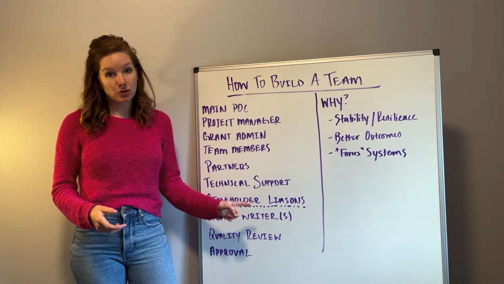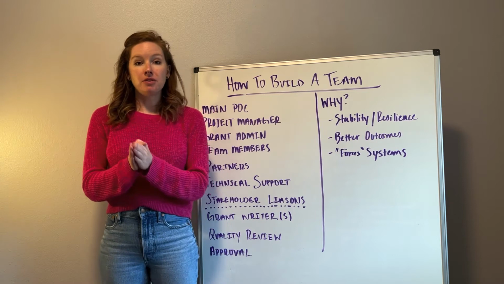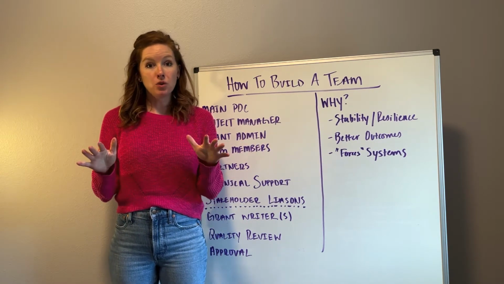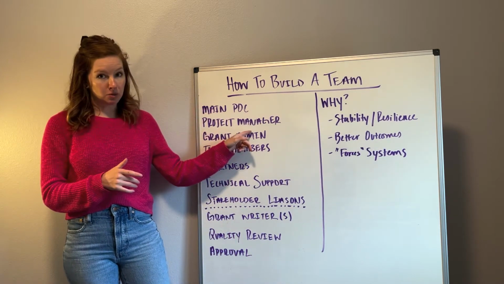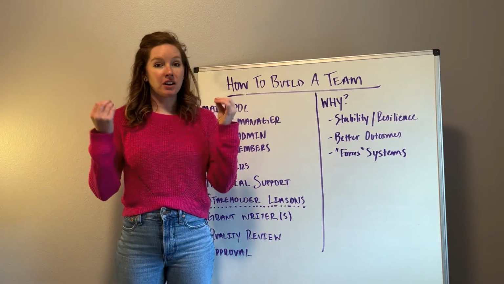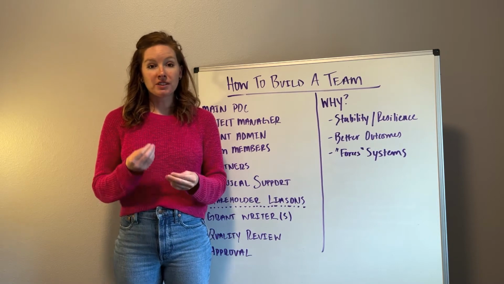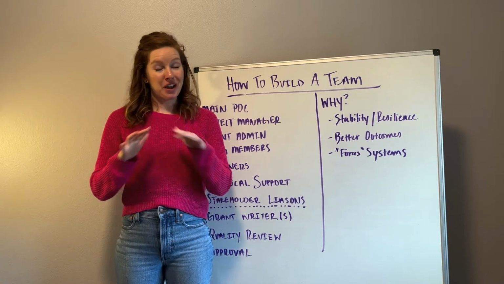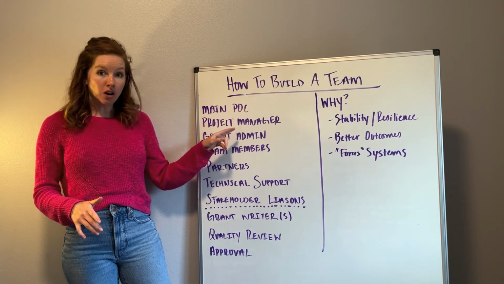So let's talk about major roles. Number one, main point of contact. This is the person that the funder coordinates with, and who that is depends. It can be a number of different people. Often it's your project manager, a person that is in the thick of it, in the trenches, in the day-to-day. They are responsible for the successful execution of the project on time, on budget, with everyone being happy. So often this is the same person, but not always.